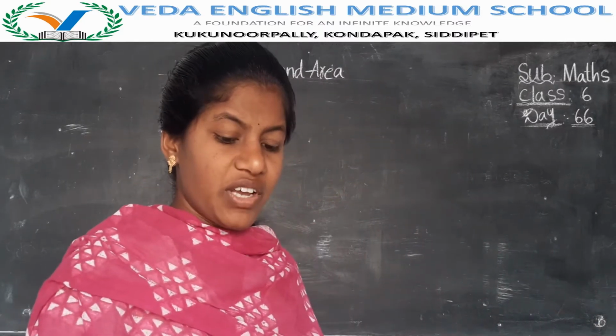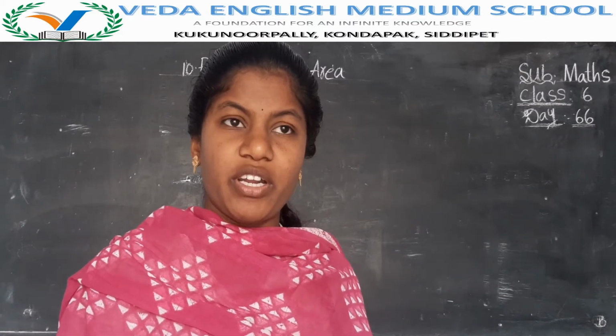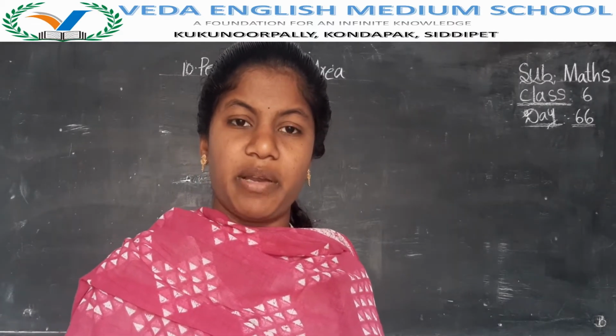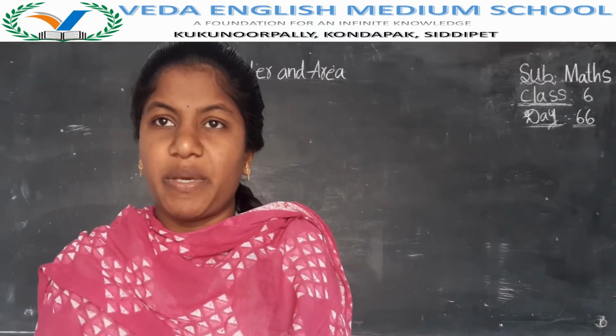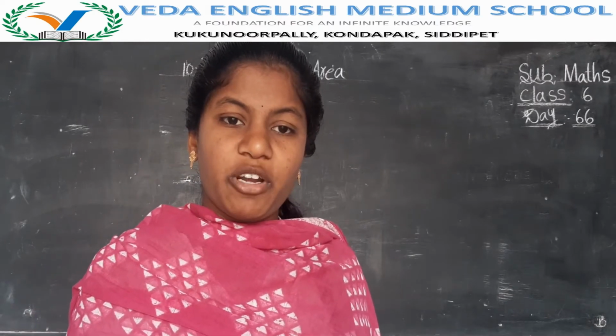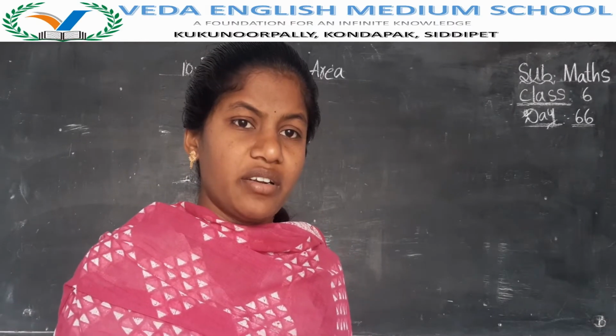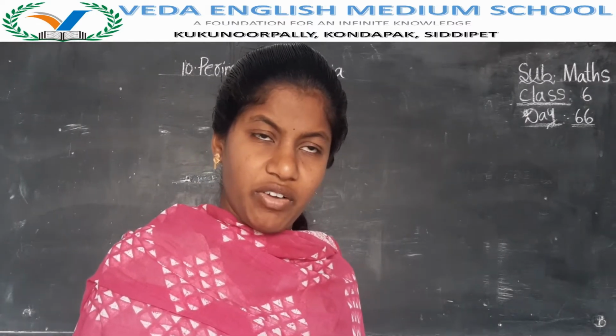In our previous class we learnt exercise 10.1 and we have completed that. Exercise 10.1 is based on the perimeter of a rectangle and the perimeter of a square. Perimeter of a rectangle formula is 2 into (L plus B). Here L represents length, B represents breadth. Perimeter of a square formula is 4 into side. 4 into S means 4 into side. That one we have learnt and completed.